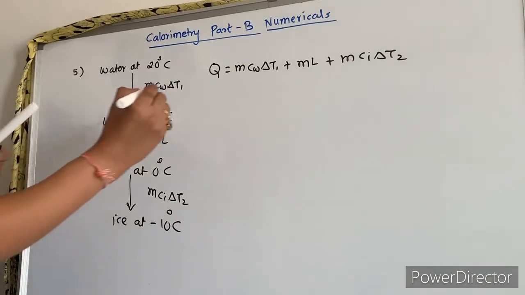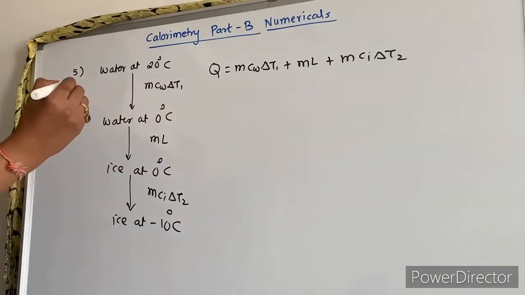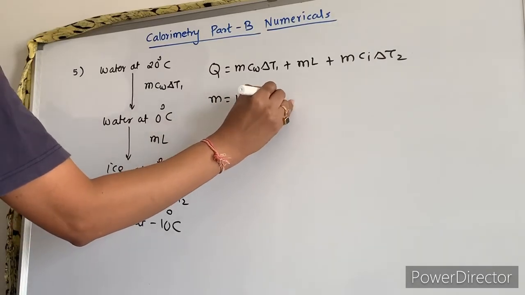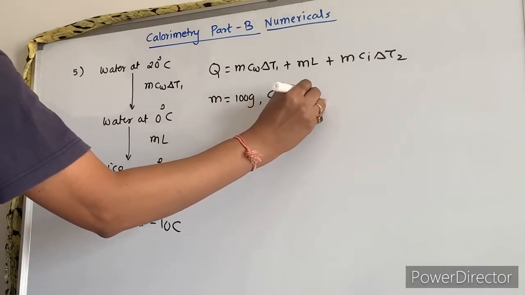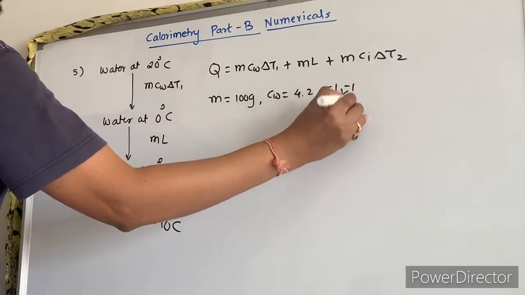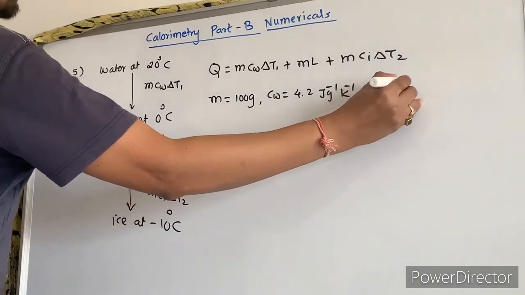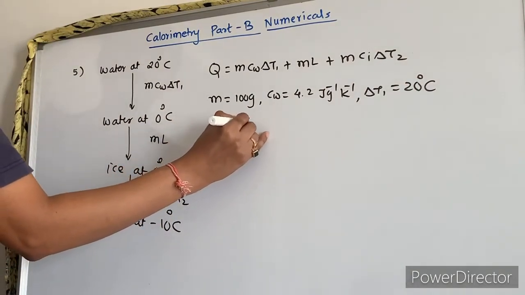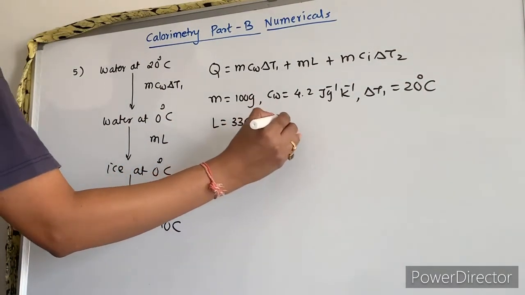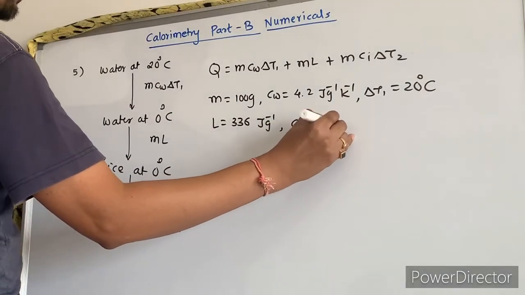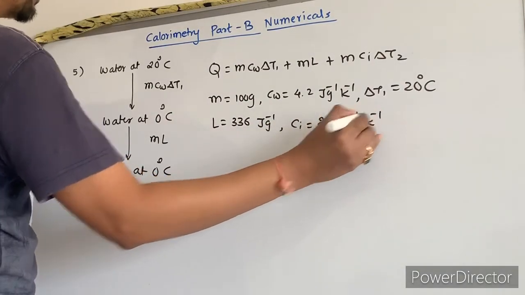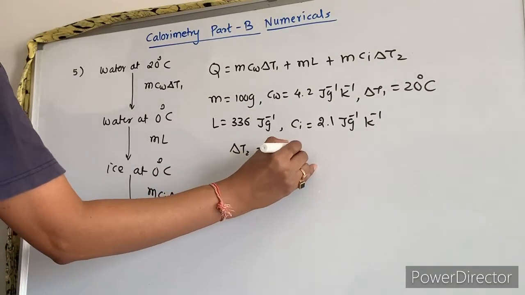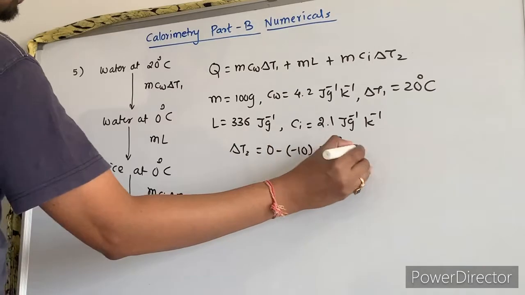Now what is given? Look, in the data mass is given. How much? It is 100 grams. So mass will be 100 gram. CW is 4.2 joule per gram per Kelvin. Delta T1 is your 20 degrees Celsius. L is your 336 joule per gram. CI is 2.1 joule per gram per Kelvin. And delta T2 is equal to 0 minus -10, which is equal to 10 degrees Celsius.